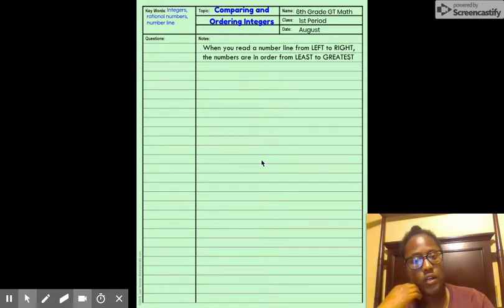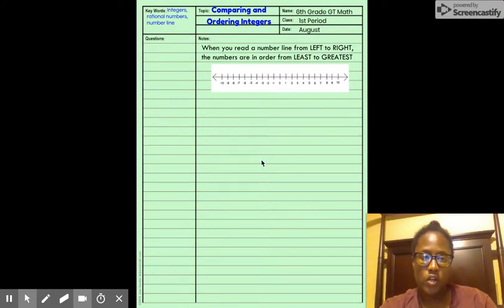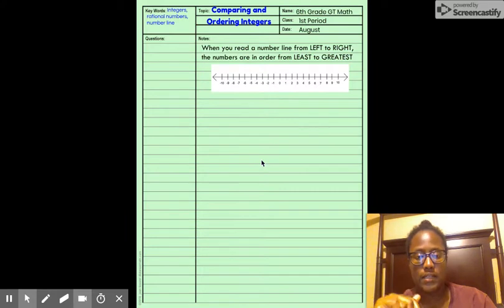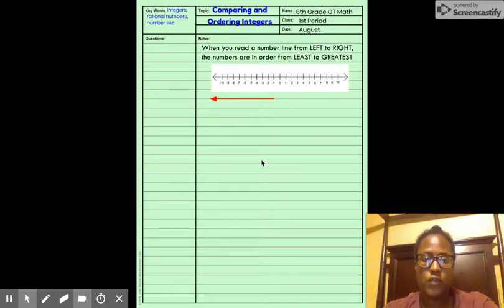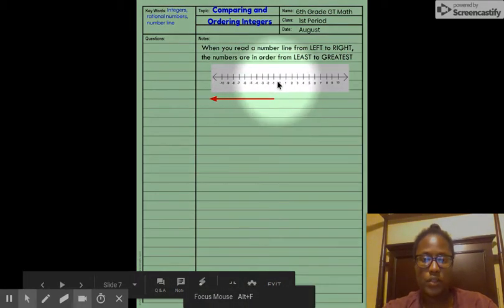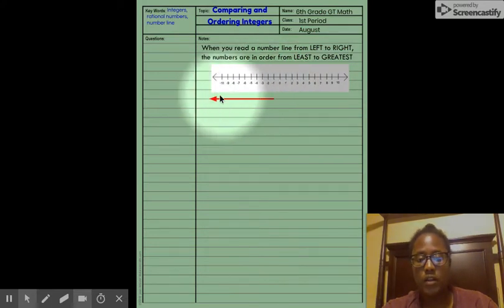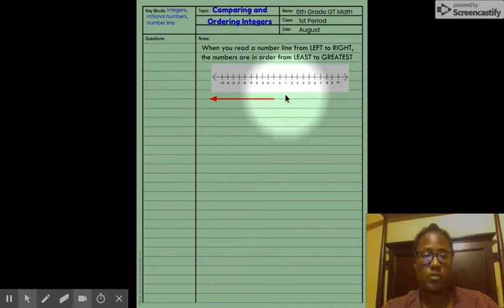Alrighty, so when you read a number line from left to right, the numbers are in order from least to greatest. So go ahead and draw your number line, -10 on one side, 10 on the other. If you look at this right here, we start with 0 and then -1, -2, -3. The further left you get, the smaller the numbers are, okay?